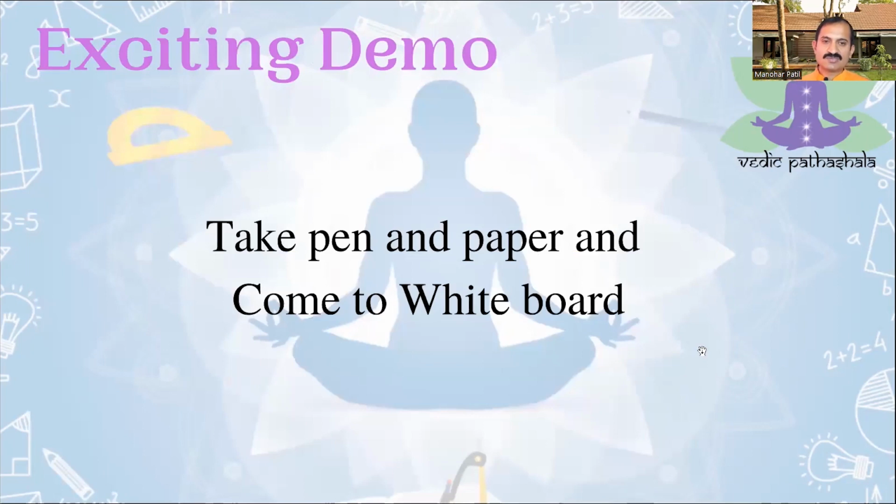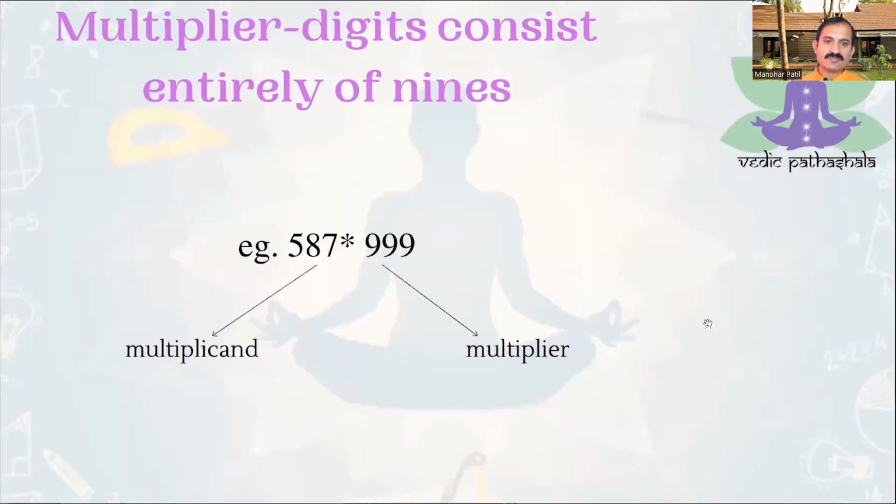If you are excited to do some demo, do some calculations, then I request you to take pen and paper and come to the whiteboard. So we'll see multiplier and multiplicand. You might have come across these two terms. So we'll see multiplication rule as per the Vedic maths. So there is one condition: when the multiplier is all 9s, whether it's 1 digit, 2 digit, 3 digit, but all 9 only. So in that case, there is a small trick I will tell you.